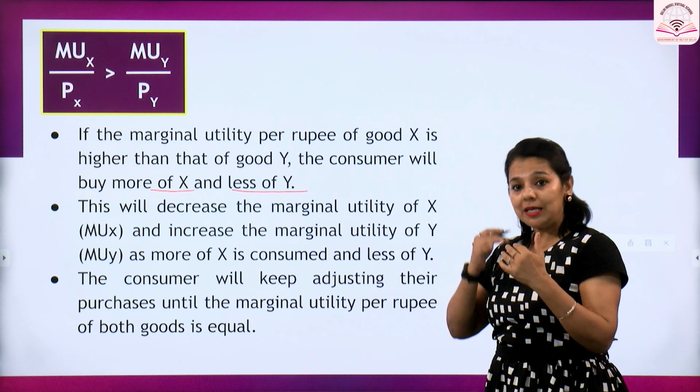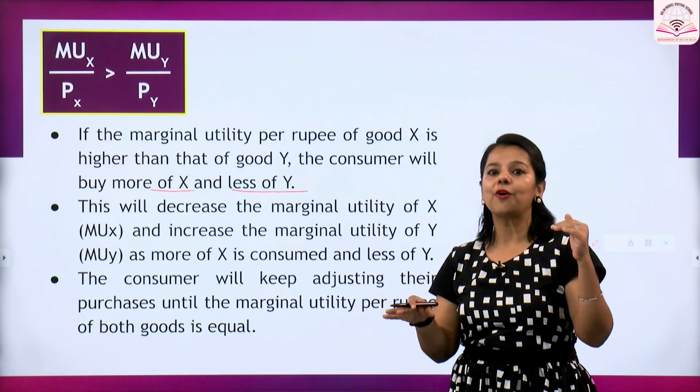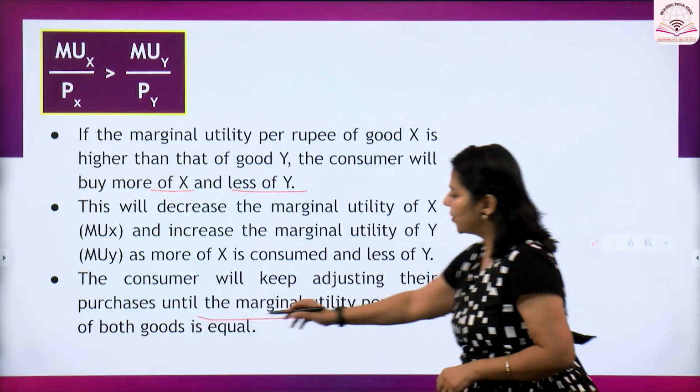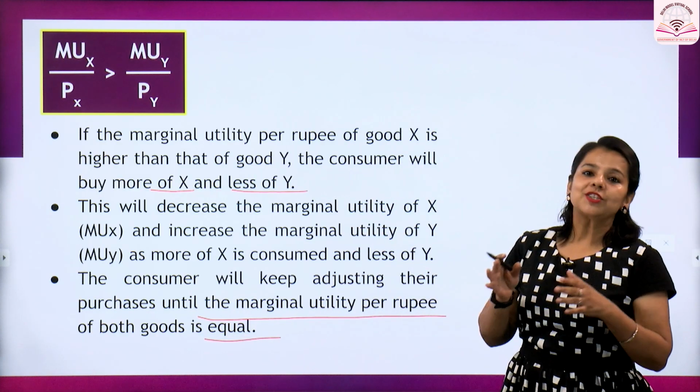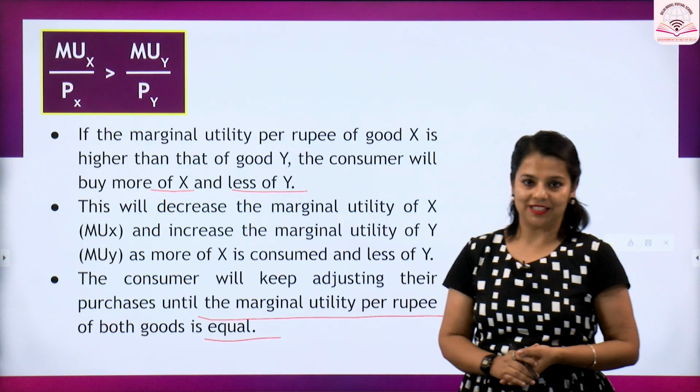So he will keep on increasing the quantities of X and decrease the quantity of Y till equilibrium is again restored, where per rupee marginal utility of good X and Y are equal to each other.